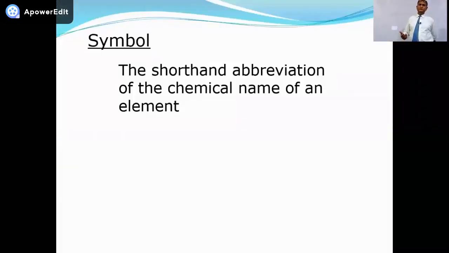Symbols. Nickname of an element. The shorthand abbreviation of the chemical name of an element. Hydrogen, H-Y-D-R-O-G-E-N. We simply write it with H. So H is called the symbol of hydrogen. Oxygen, O is the symbol. Nitrogen, N is the symbol.